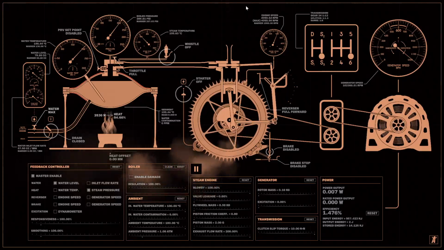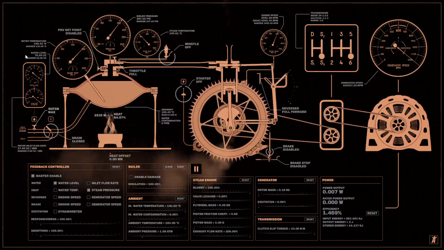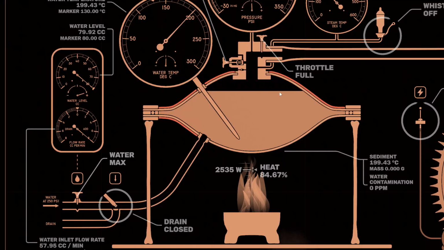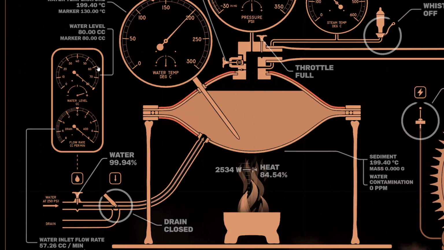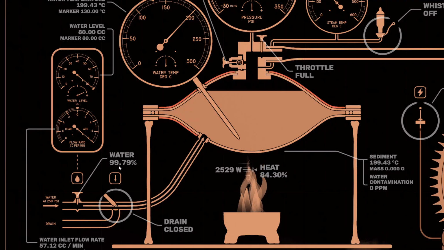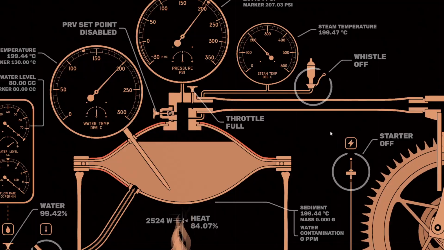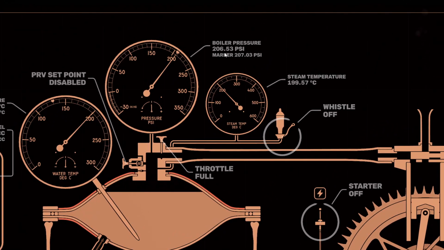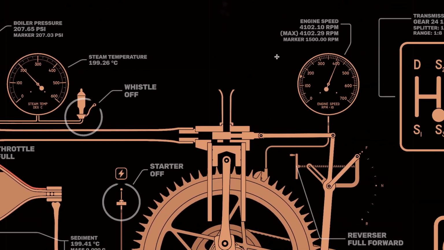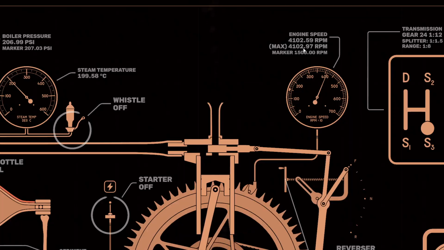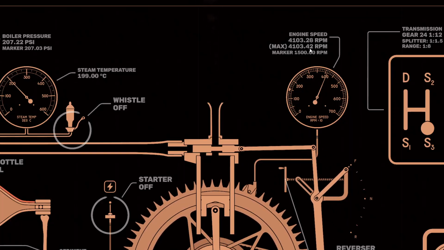So, alright, and you see here, right over here, my water level is increasing, and it's going to stop at 80 cc. There it goes. So now it's just maintaining the water level. My pressure is floating around 207-ish. I'm at 4102 and climbing.